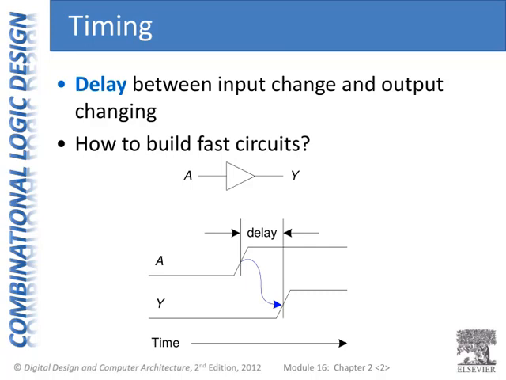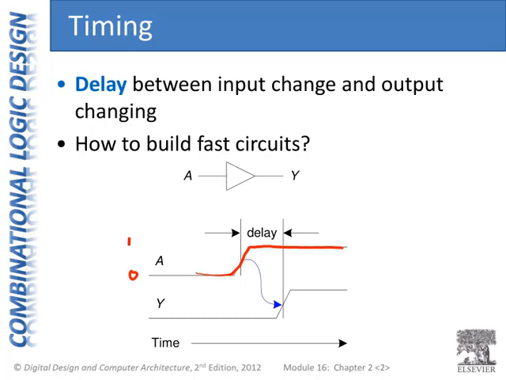So let's first talk about timing. Timing refers to measuring how long it takes, or the delay between an input change causing an output to change. So if A, for example, transitions from 0 to 1, here's our 0 to 1 transition. This is called a timing waveform. Here's our 0 level and our 1 level.